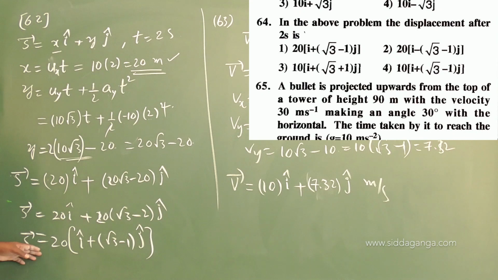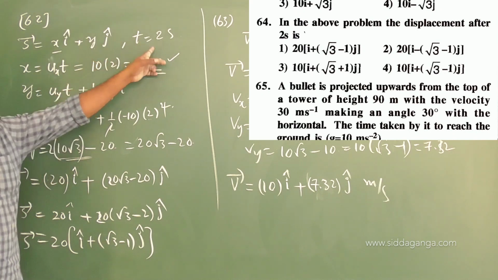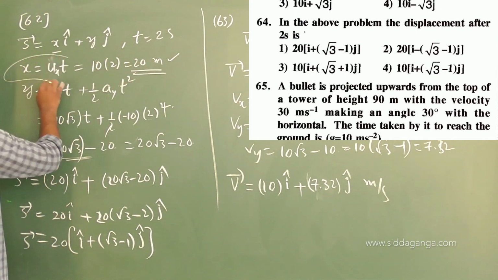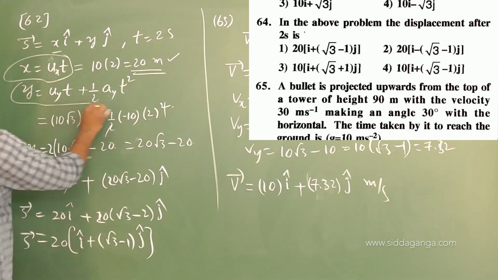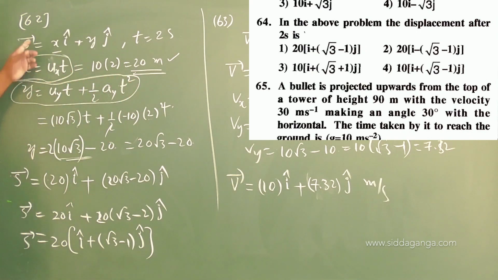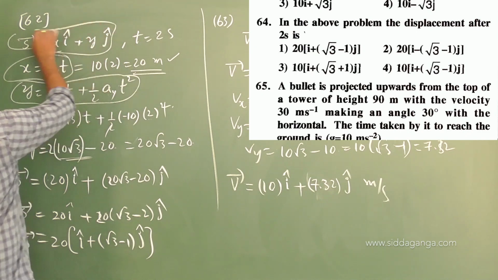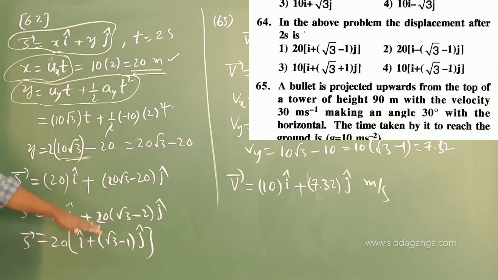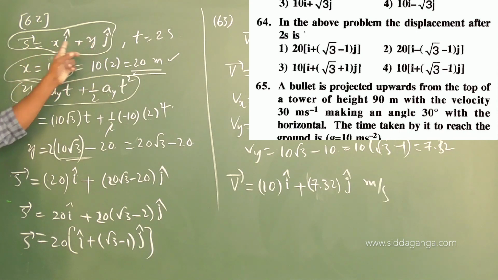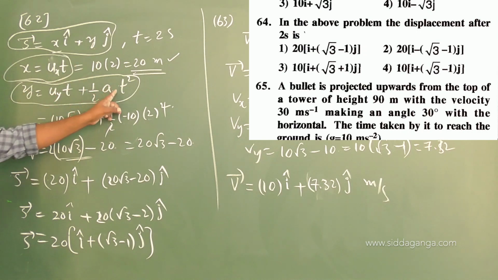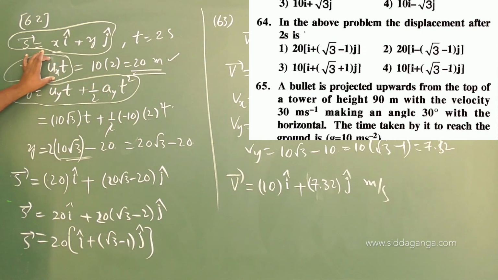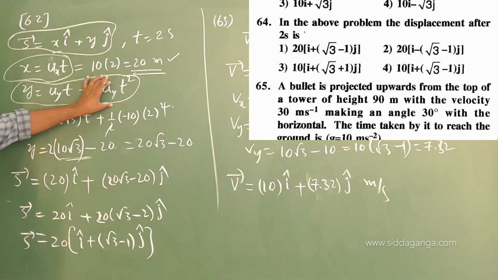This is the displacement of the projectile after a time of t seconds. Just remember how to solve for it. This is the formula actually, and if you know these three, the entire thing is just mathematical calculation. Displacement is x i cap plus y j cap. How to write x? It means ux into t. Y means uy into t plus half ay into t square.